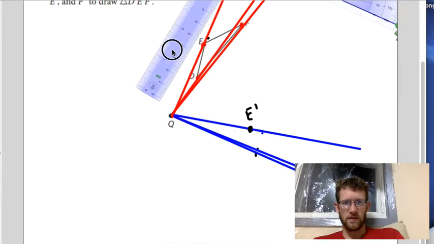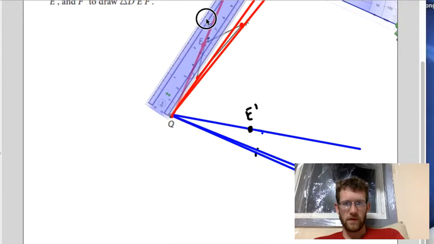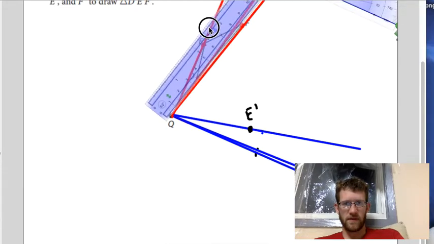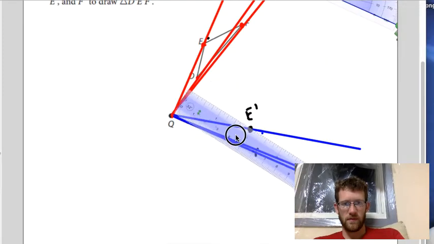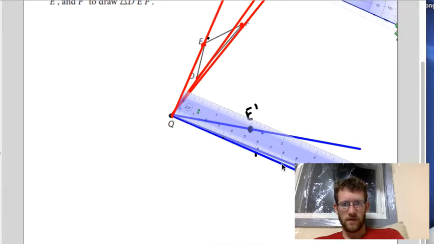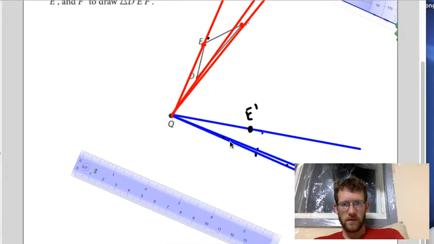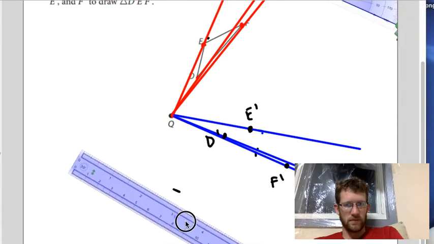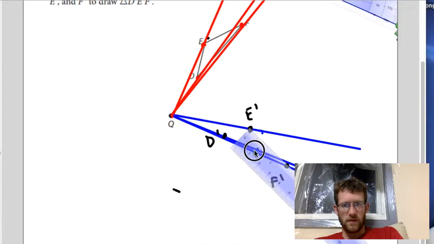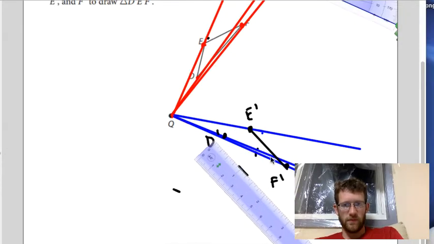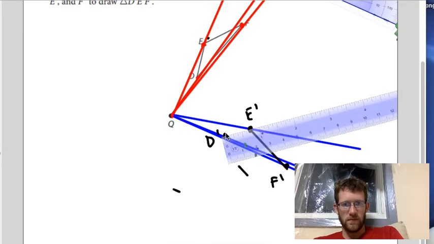And again, in this case, along to D it's 3.5, and along to F it's 8.5. So 3.5 is there, 8.5 is there. This is point D prime. And this one out here is point F prime. Cool. So that allows us to make triangle D prime E prime F prime.